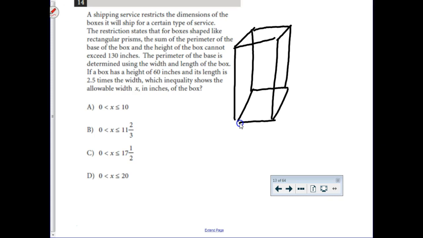Anywho, they told me some information here, guys. Didn't they say the height of it was 60? Cool. And then the length, which it doesn't really matter who's your length and who's your width at this point, guys, but the length is 2.5 times the width. And they're going to call the width x. So I'm going to call this the width x. The length would be 2.5 times him.